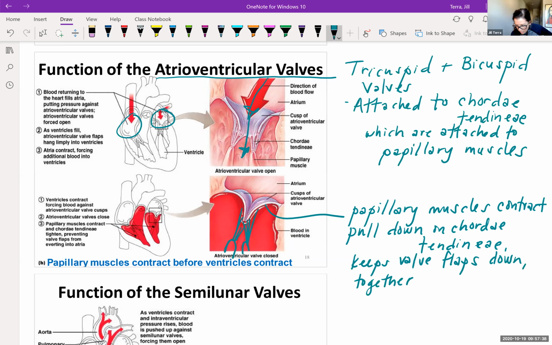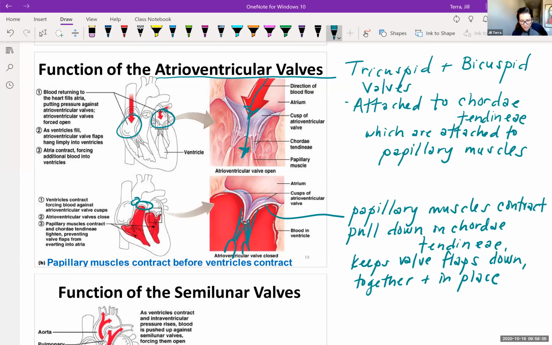gets them kind of down and together and in place. So when the ventricles contract now, because they're mostly full of blood, the blood hits up against the valve tissue. Boom, can't go back up into the atria. So there's only one hole that the blood can flow out of, and that's going to be, right, the artery holes.